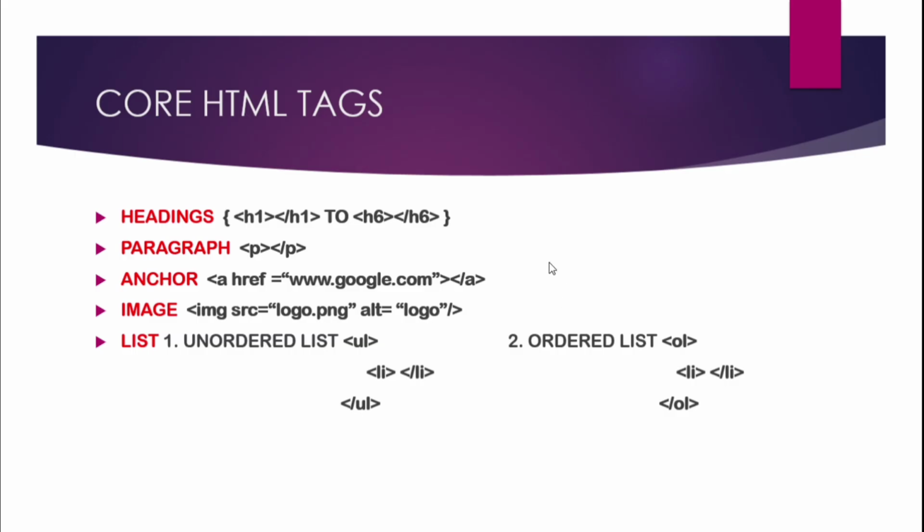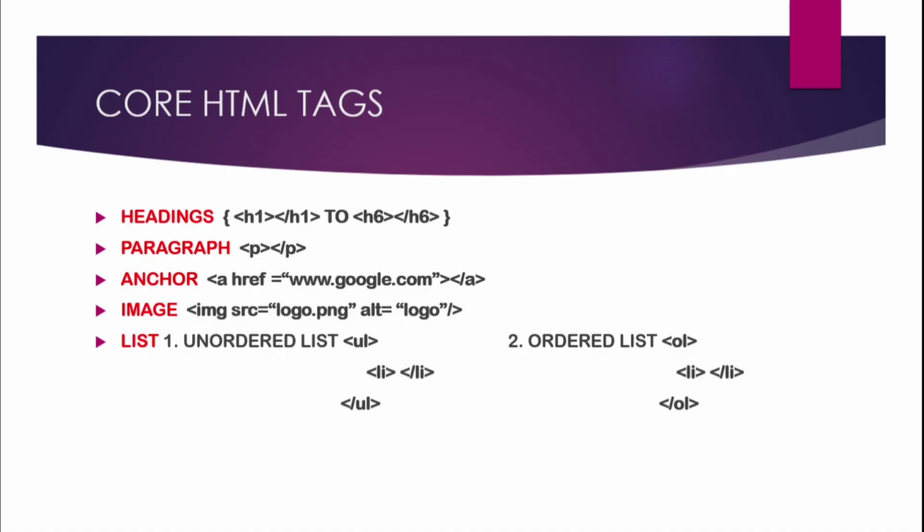Then we have the list elements. In lists we have two types: the unordered list and the ordered list. The unordered list has list items, and the ordered list also has list items. The list item is where we mention the items and details that you want to add to the list. For example, you can mention your 5 favorite hobbies, one after another, in the list item tags.